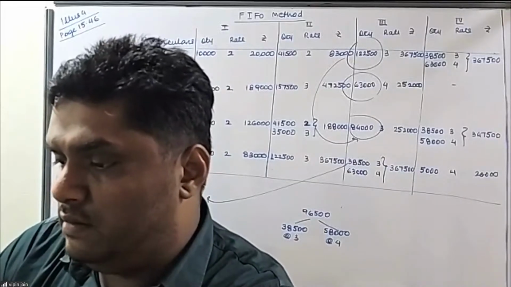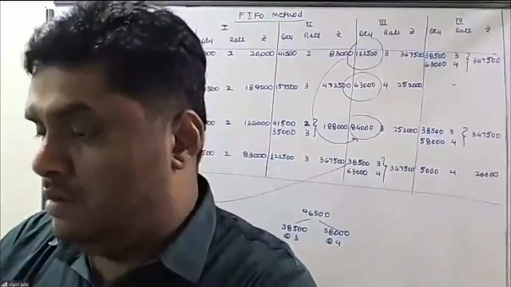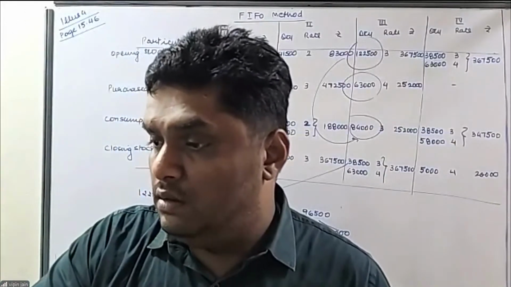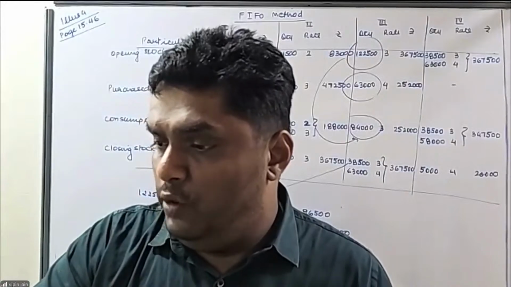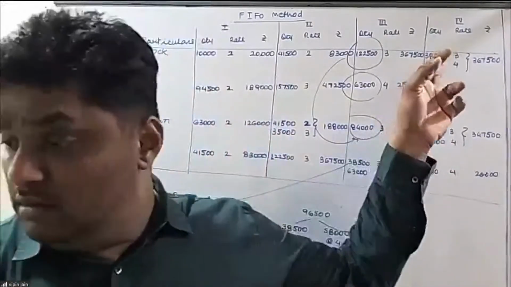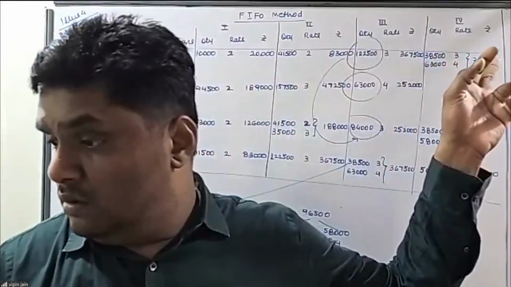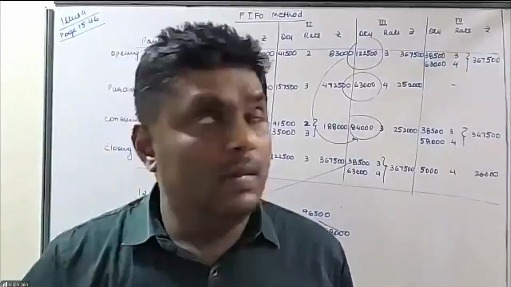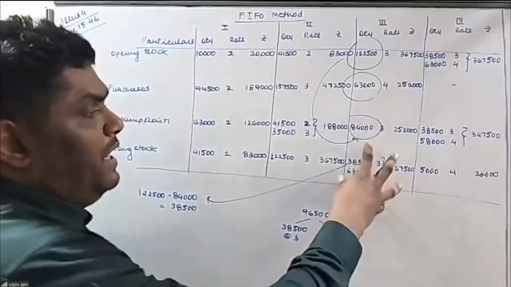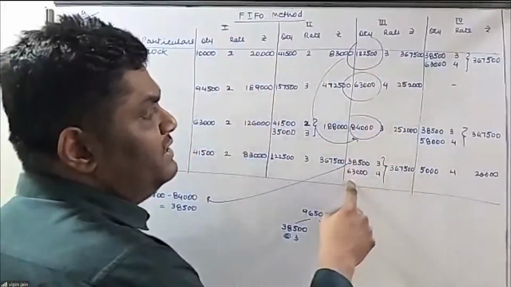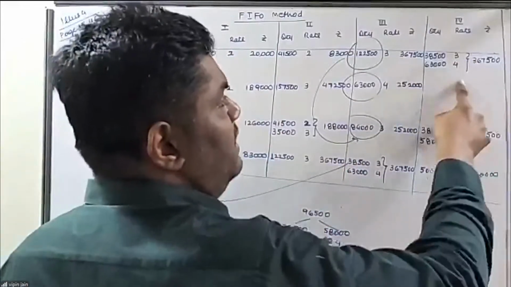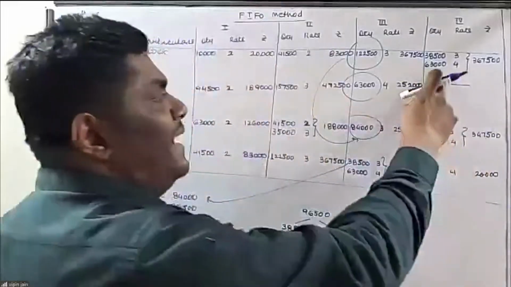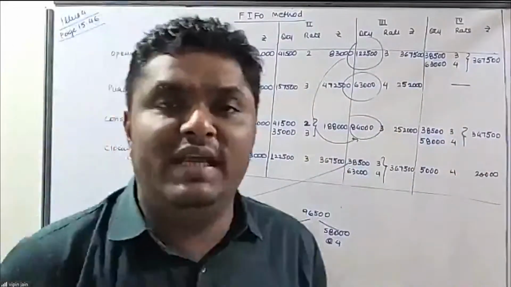Anyone else? Karan Kumar, can you please elaborate what you want to ask? Yes, Karan. Column 4 means what you're talking about, fourth quarter. Yes, Karan. So see, when talking about this part, 38,500 and 63,000, this is my opening stock. Now nothing is purchased in quarter 4.